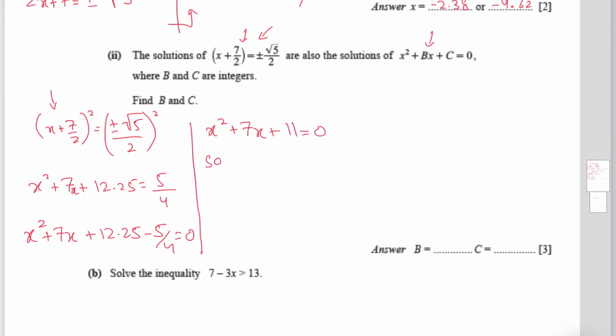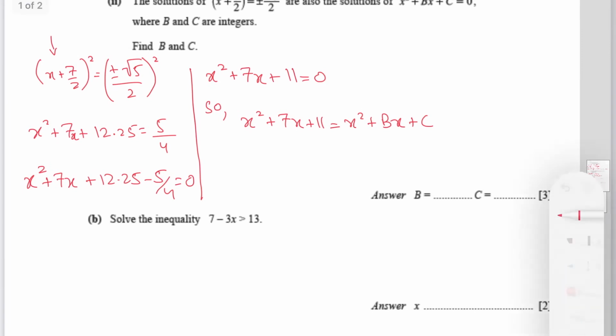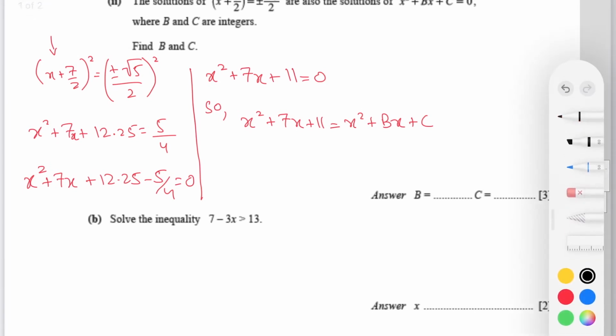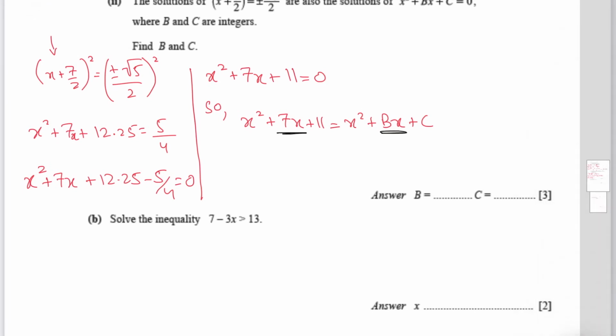Therefore, the last part of this equation is that you compare the two equations. You say x squared plus 7x plus 11 is equal to x squared plus bx plus c. Now we can easily compare the two values. If you look at the two values, bx and 7x are the same, so b comes out to be 7, and then c and 11 are the same, so c is 11. So we write our final values over here. b is 7 and c is 11.